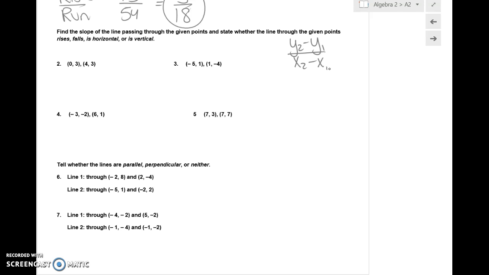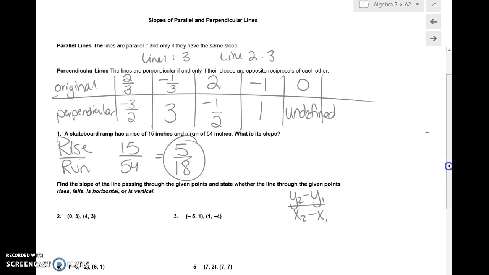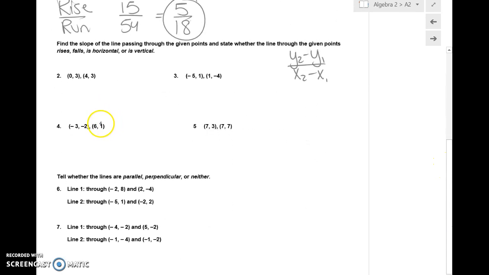The other problem I see is people trying to do their subtraction in the opposite directions. So say you do 1 minus a negative 2. That's subtracting our y values. 1 from the second point minus negative 2 from the first point. Because we started with the second point, when we subtract our x's, we also have to start with the second point. So 6 minus a negative 3. What is 1 minus a negative 2? 3. And 6 minus a negative 3. And that simplifies to 1/3.